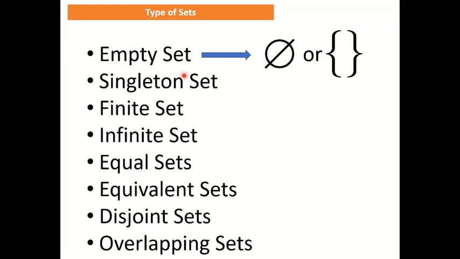Empty set is a set having no elements. Empty set means that set should be empty. It should not have any element. So its representation is this symbol, called phi, or a set symbol with nothing inside. Okay, that is the symbol for empty set.